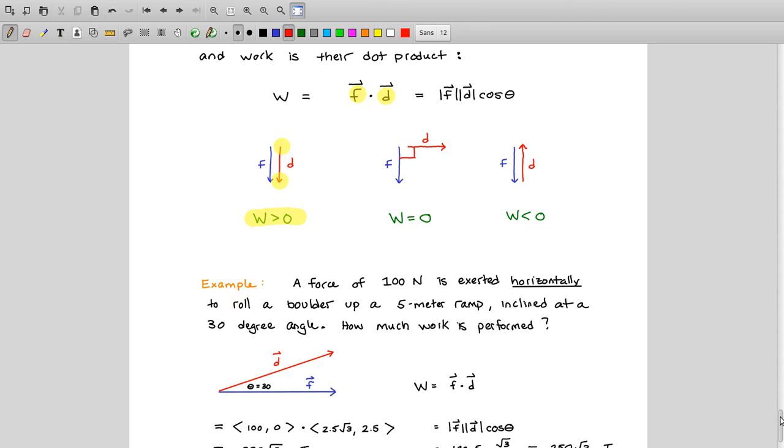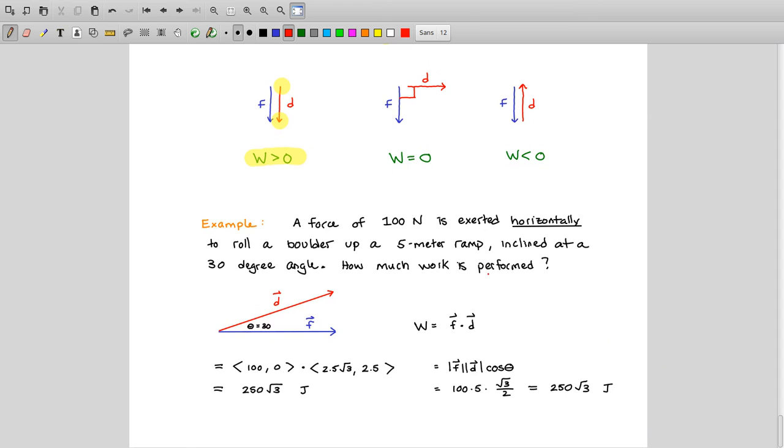All right, so this final example, say a force of 100 newtons is exerted straight across horizontally to roll a boulder up a ramp with a 30-degree angle of inclination. How much work is performed on the boulder? We'll do this two ways. One, we'll just take the dot product.